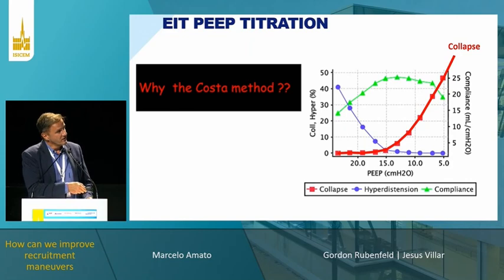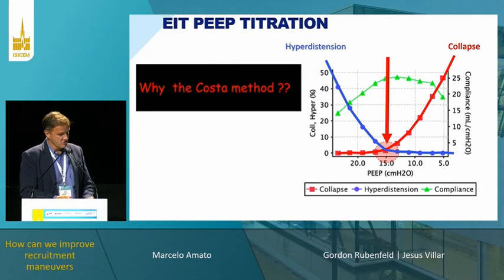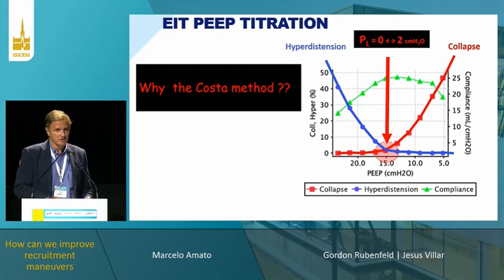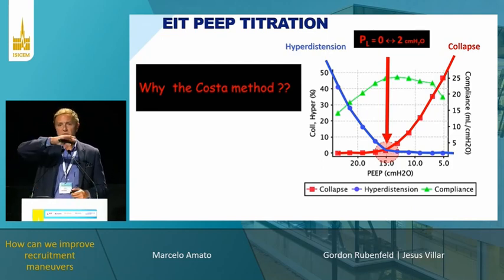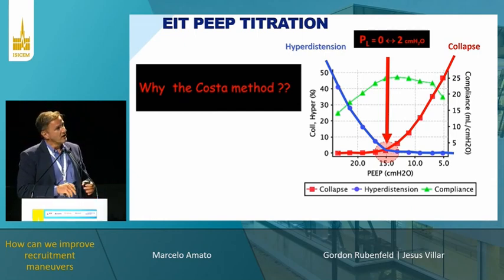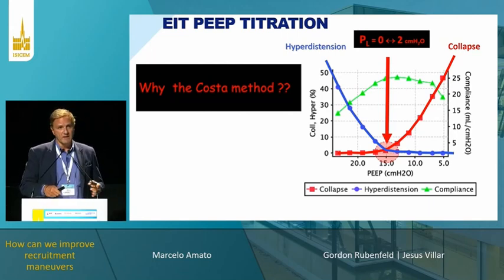So you have the calculation of collapse, you have the calculation of overdistension, and then the crossing point is very interesting because lots of recent studies have shown that this point coincides with a slightly positive transpulmonary pressure. So it's exactly the transpulmonary pressure that you have in your lung when seated in this room. This is the transpulmonary pressure that all mammals like.